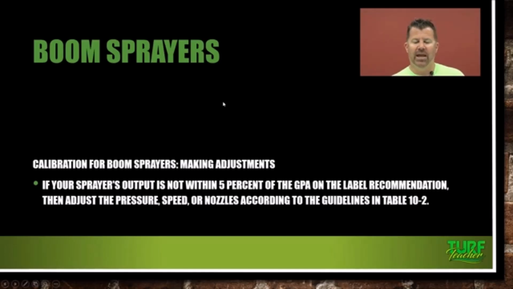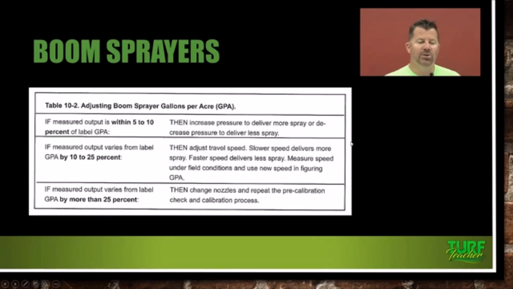Making adjustments. If your sprayer's output is not within 5% of the gallons per acre on the label recommendation, then adjust the pressure, speed, or nozzles according to the guidelines in Table 2. And there is Table 2. Adjusting the boom sprayer for gallons per acre. If measured output is within 5 to 10% of the labeled GPA, then increase the pressure to deliver more spray or decrease the pressure to deliver less spray.